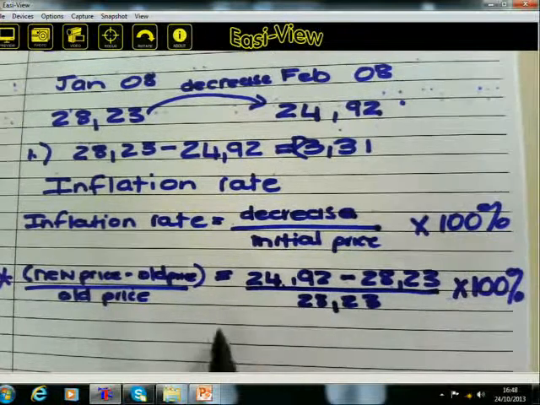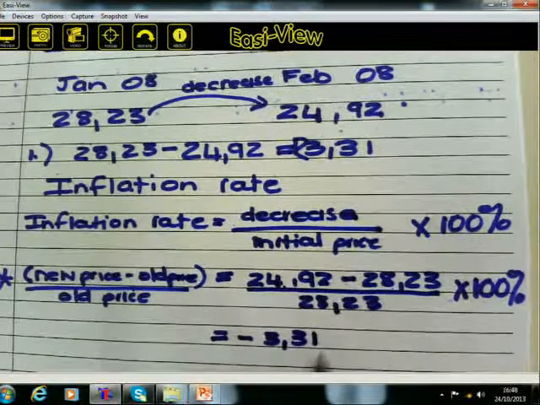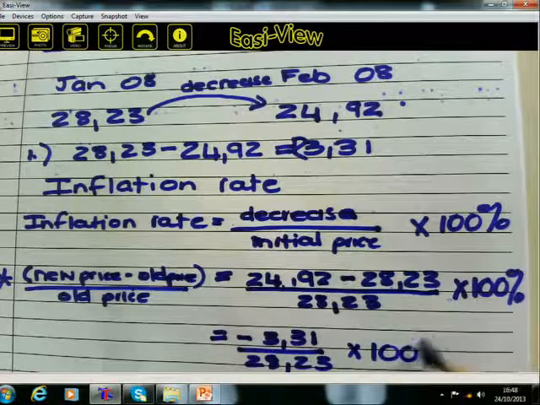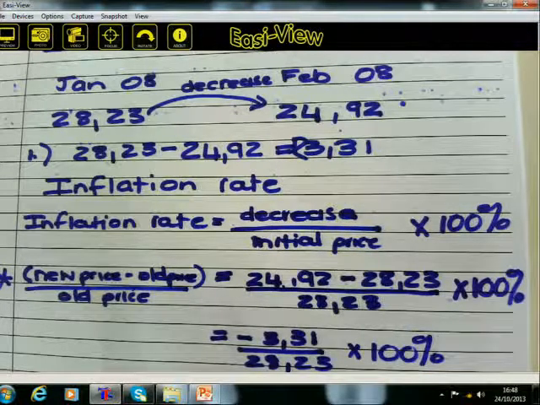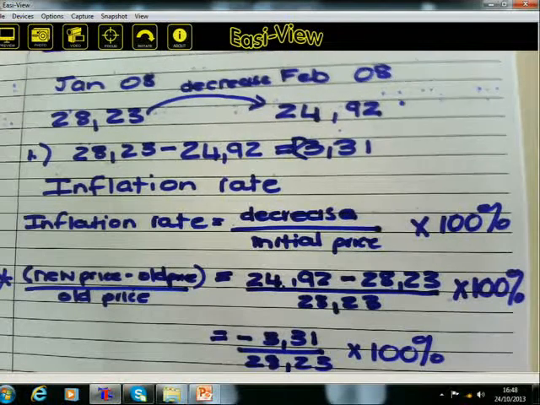Now when I simplify it, it gives you minus 3 Rand 31 over 28 Rand 23, multiply by 100%. And if I simplify it, it gives you minus 11,7%.